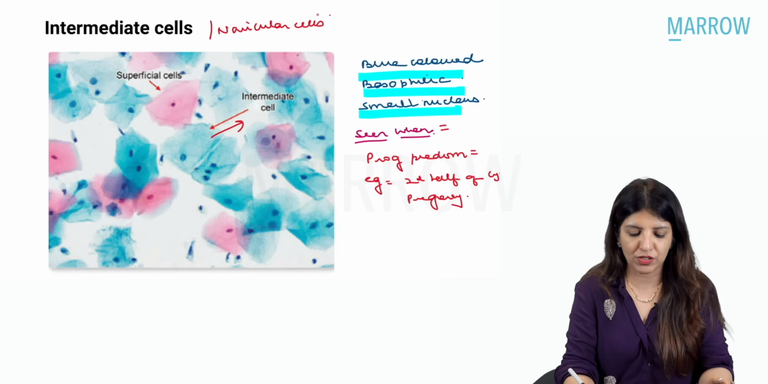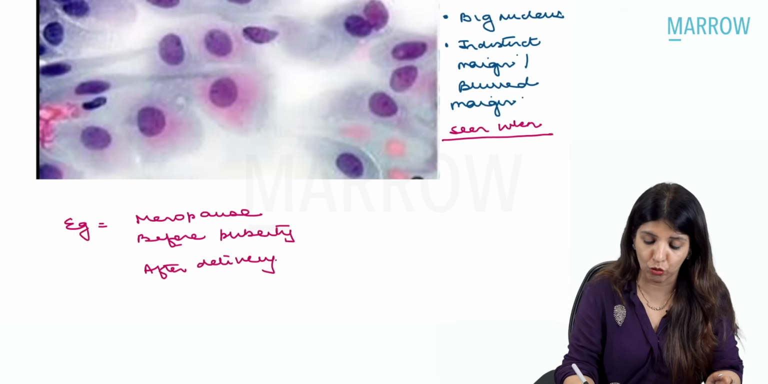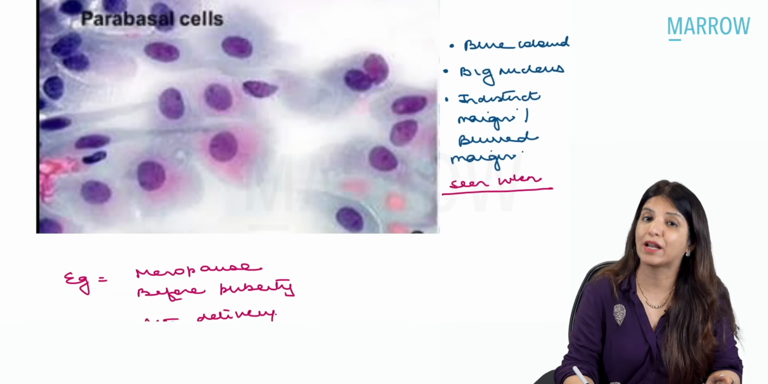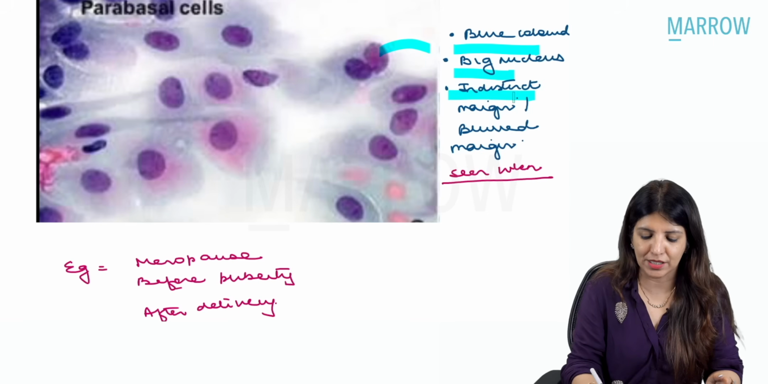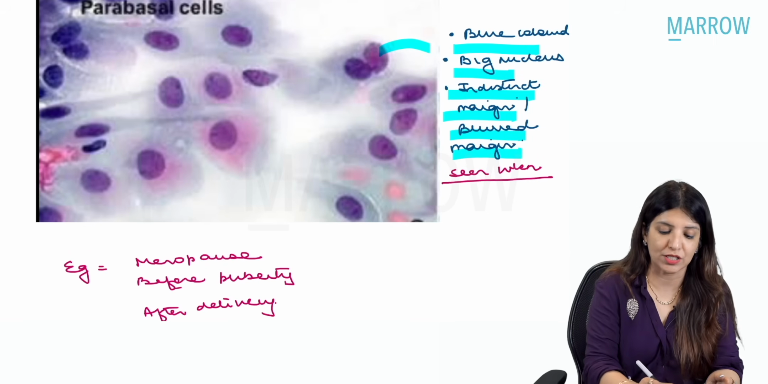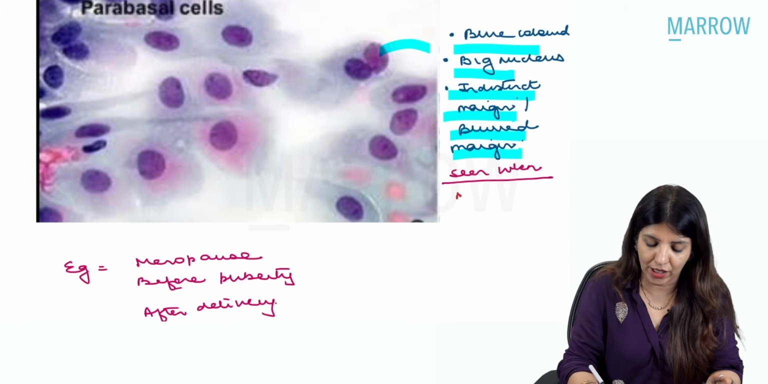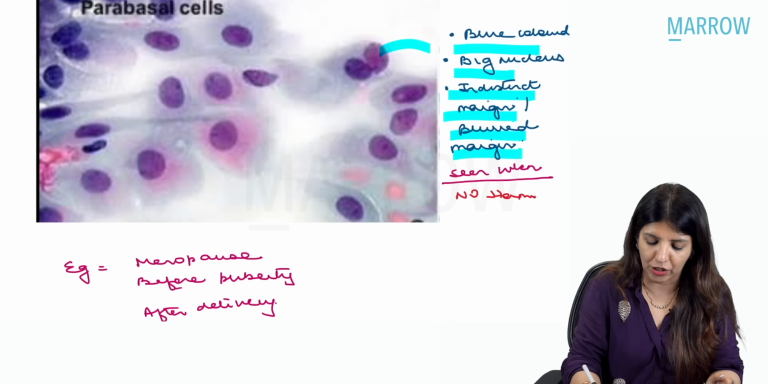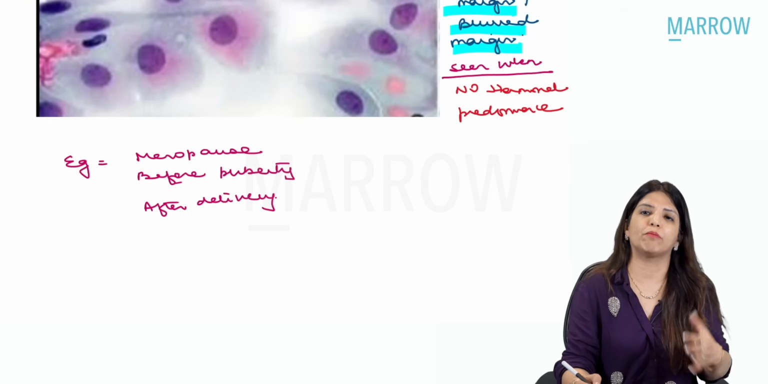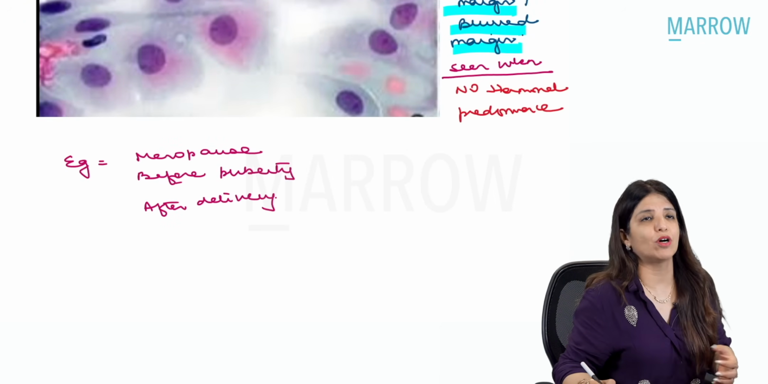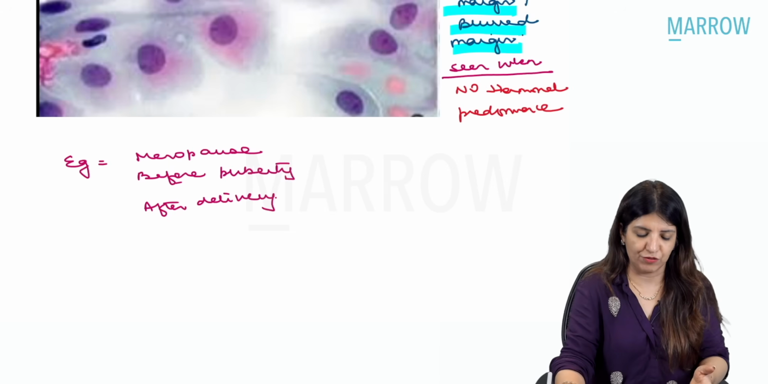And a third type of cells which you get are again these blue colored cells, but these are now called parabasal cells. These blue colored cells have a big nucleus, as you can see. They have indistinct or blurred margins, and they are seen whenever there is no hormonal predominance. And when will there be no hormonal predominance? There will be no hormonal predominance during menopause, after menopause, before puberty, and after delivery.